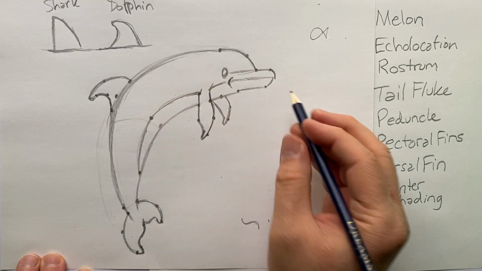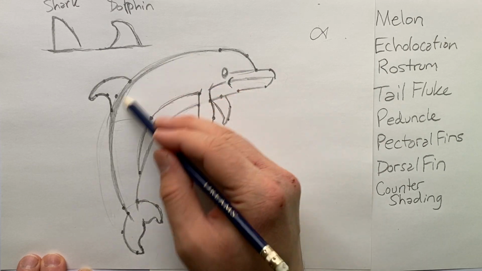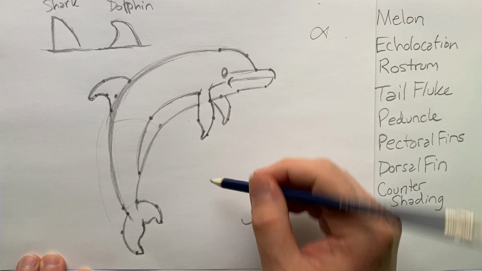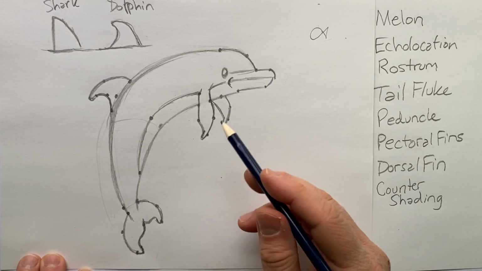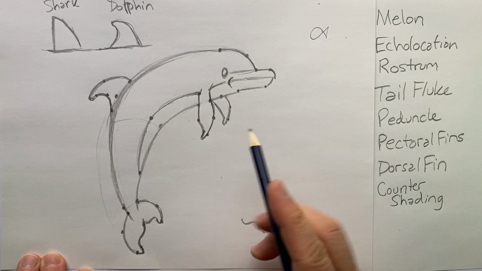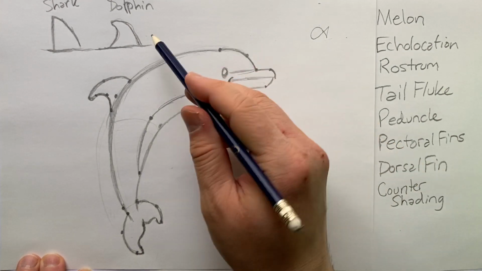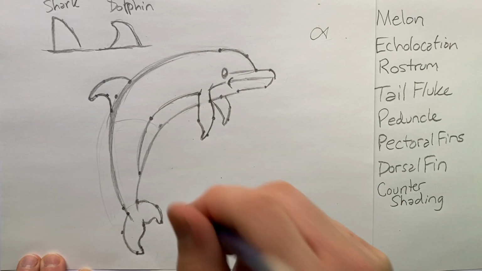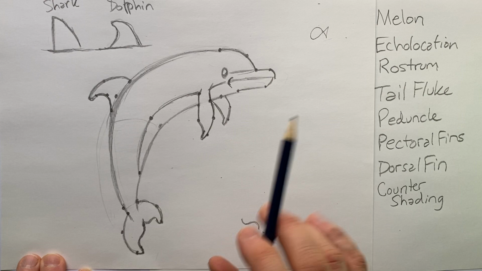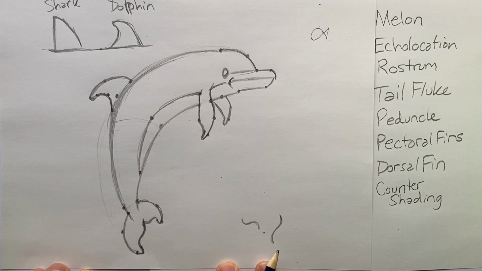And again, counter shading would be lighter on the bottom, so this would all be light on the underside of the dolphin, and the upper side would be darker. So if something is swimming below it, it would look up and see the light side of the dolphin, but it would also see the light coming in from the sun, and it would not really see the dolphin very well. Or if the predator was above and looking down toward the ocean floor, which gets much darker, that dark side of the dolphin would blend in. The predator wouldn't see it too well. So there we go. We completed our dolphin drawing.